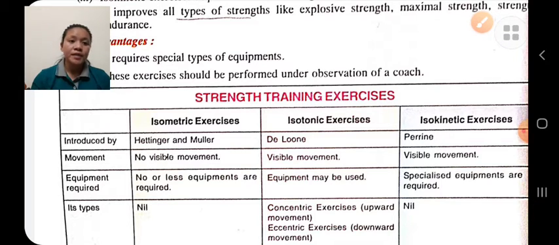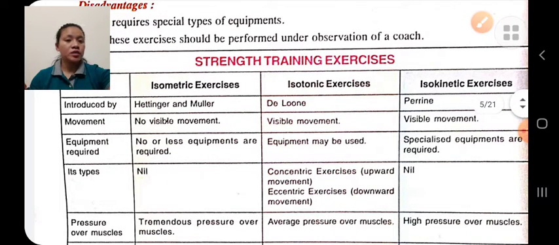And in isokinetic, there is visible movement. There is the same tension throughout the movement. Simultaneous movement occurs in both flexion and extension. In isometric, no or less equipment is required. In isotonic, equipment is used, and in isokinetic, special equipment is used.